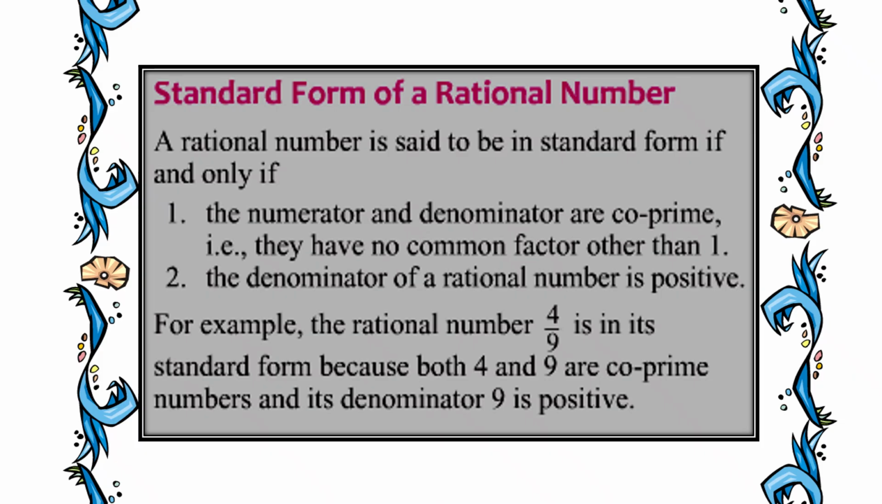How to write a rational number in standard form? The rational number is said to be in the standard form if and only if the numerator and the denominator are co-prime. That is, they have no common factor other than 1. The denominator of a rational number is positive compulsorily. For example, the rational number 4/9 is in its standard form because both 4 and 9 are co-prime and the denominator 9 is positive.